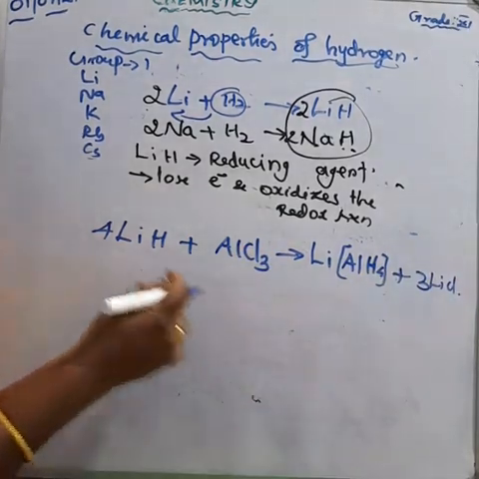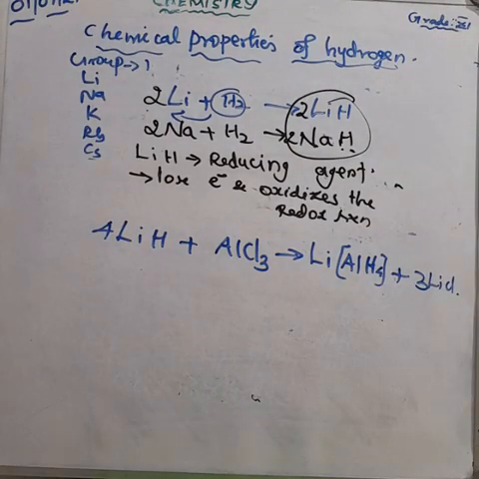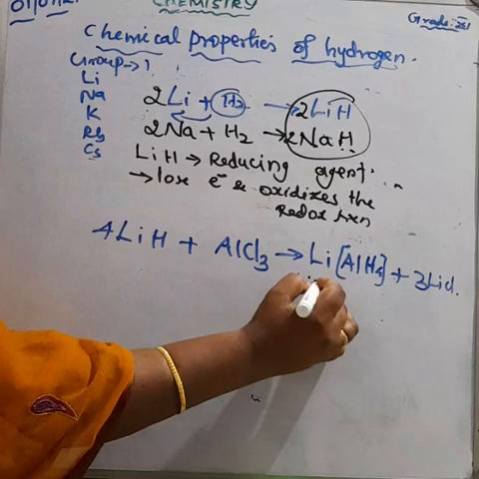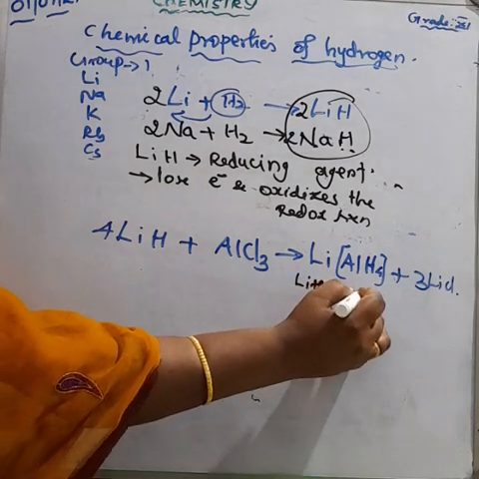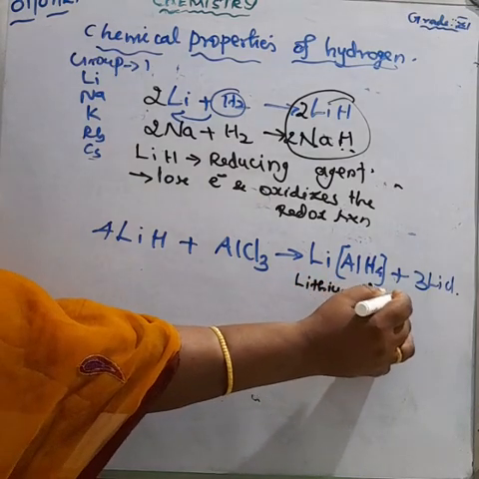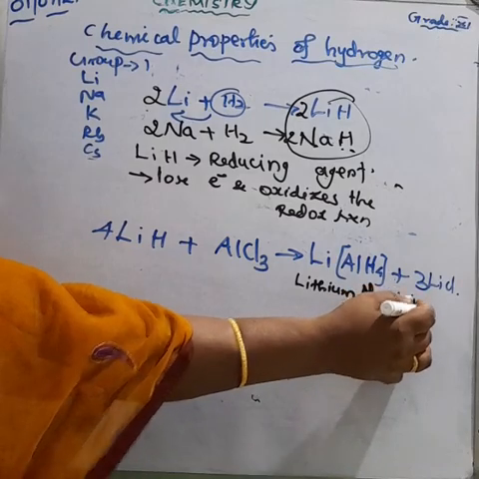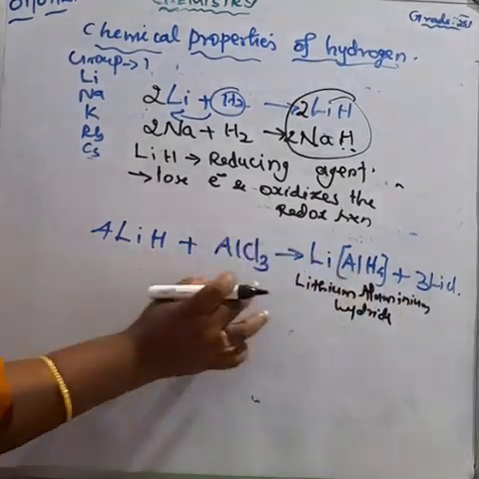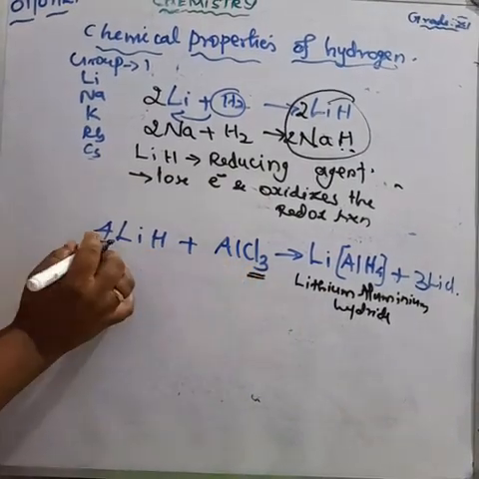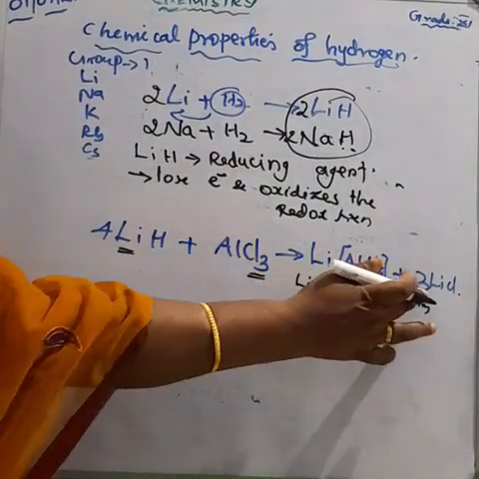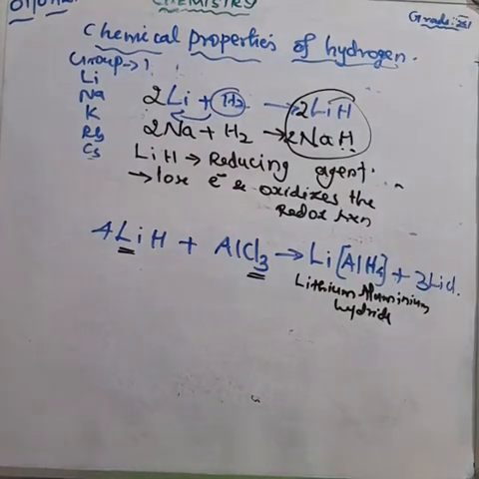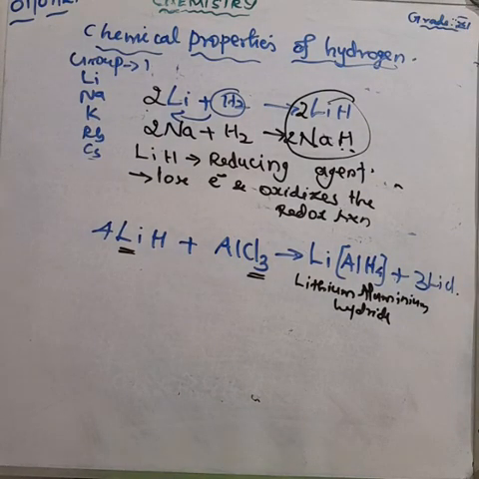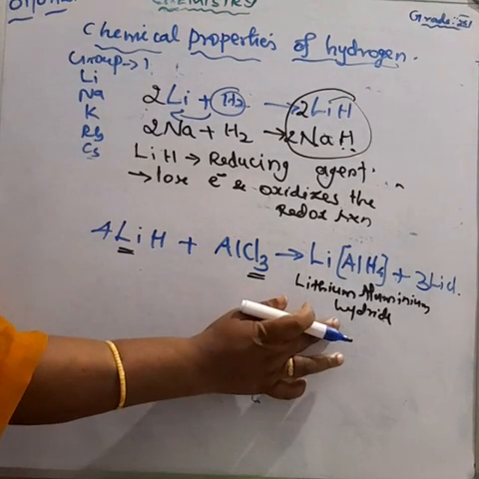How many molecules? 3 molecules. From the 4 molecules of lithium hydride, 1 lithium atom combines with the hydrogen and aluminum to form lithium aluminum hydride, and the remaining 3 lithium atoms combine with the 3 chlorine atoms from the aluminum trichloride to form 3 lithium chloride. This is the byproduct. So lithium hydride is used to prepare lithium aluminum hydride.